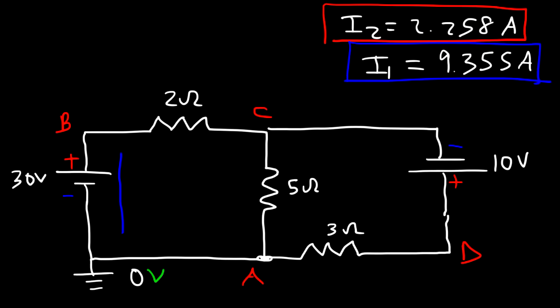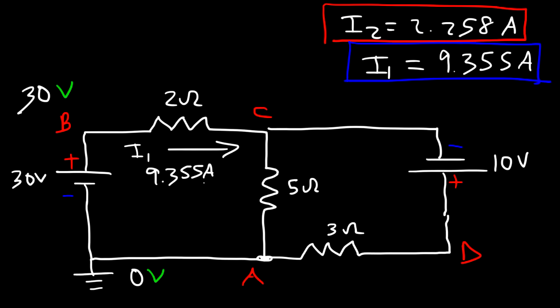So going from A to B, we have a voltage lift of 30 volts. So potential at B is going to be 30 volts. Now going from B to C, we know that the current flowing through the 2 ohm resistor is I1, and that's a current of 9.355 amps. So to calculate the voltage drop of this resistor, it's the current times the resistance. So let's take 9.355 multiplied by 2. So that gives us a voltage drop of 18.71 volts.